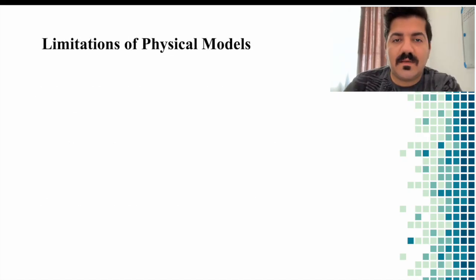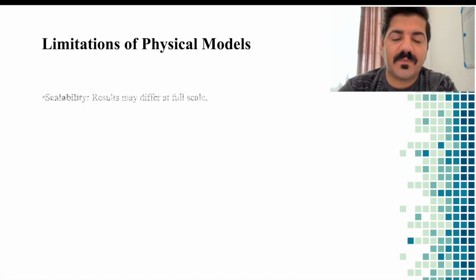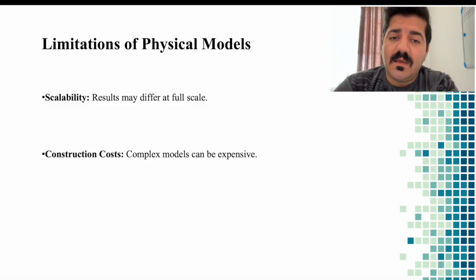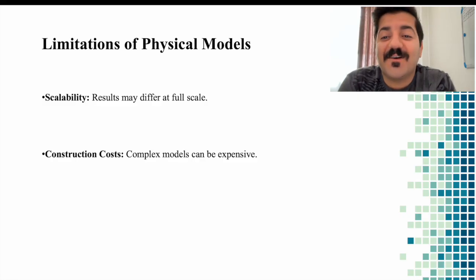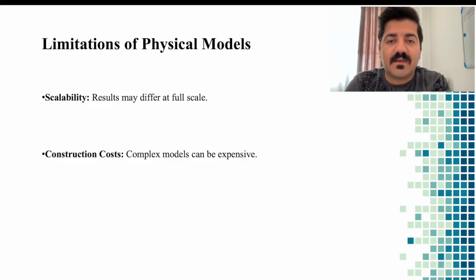The downsides of physical models. First is size matters. For example, a perfect mini bridge might collapse at full size due to new forces. Another is construction cost. Building a complex model can be expensive. For example, detailed city planning models can cost more than actual buildings, and it is a limitation of physical models.